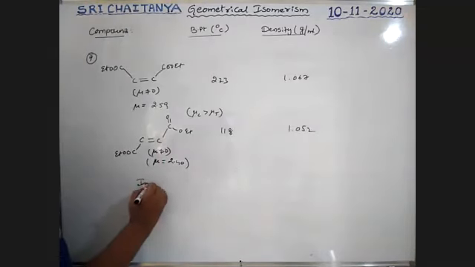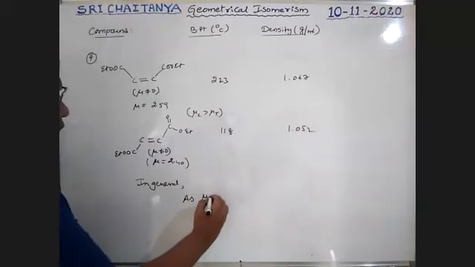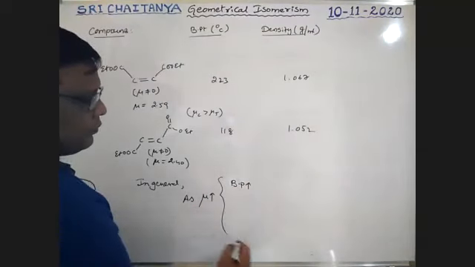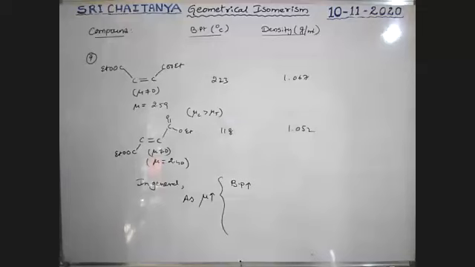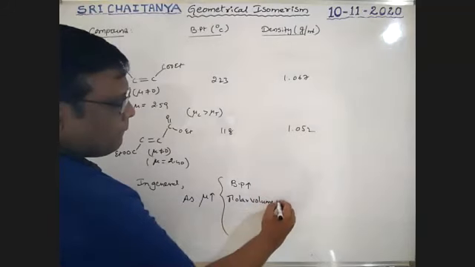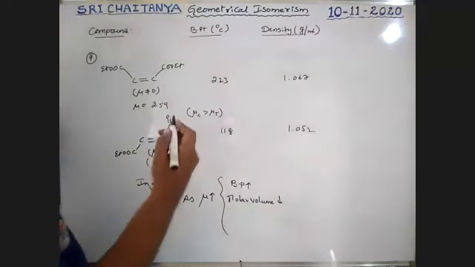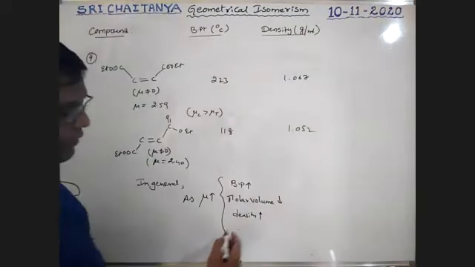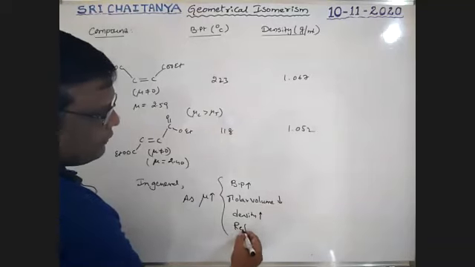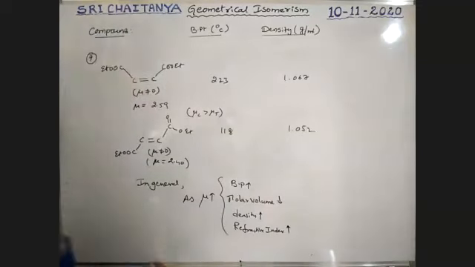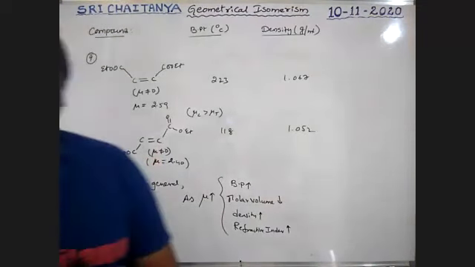In general, as mu, the dipole moment, increases, the boiling point increases, boys. As dipole moment increases, boiling point increases. Next, molar volume decreases. As volume decreases, density increases. Density increases, and refractive index also increases. So this is our general category, boys.